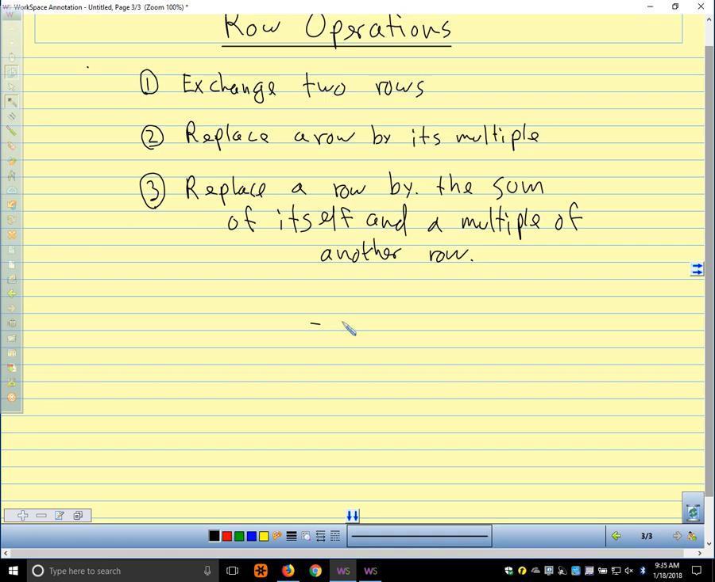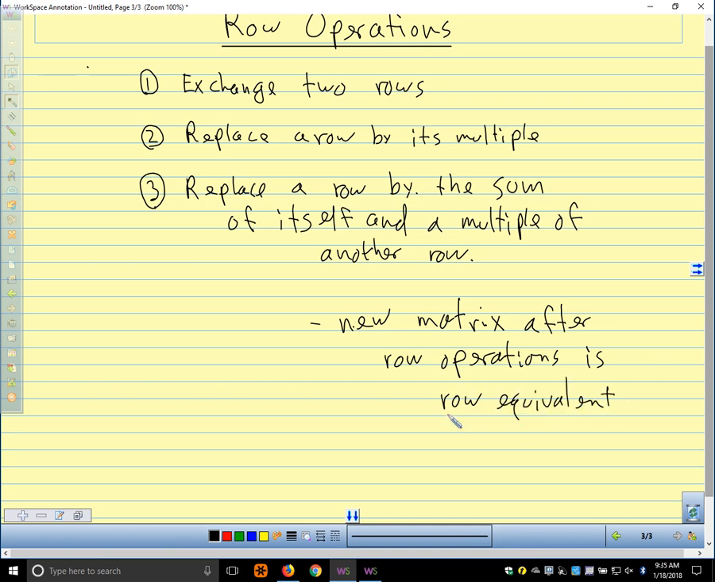After we do this, the new matrix after row operations is called row equivalent. And what that means is that the matrix represents the exact same system of equations with the exact same solutions. We can do these operations, and it doesn't change our solution to our equations. So we call it row equivalent.